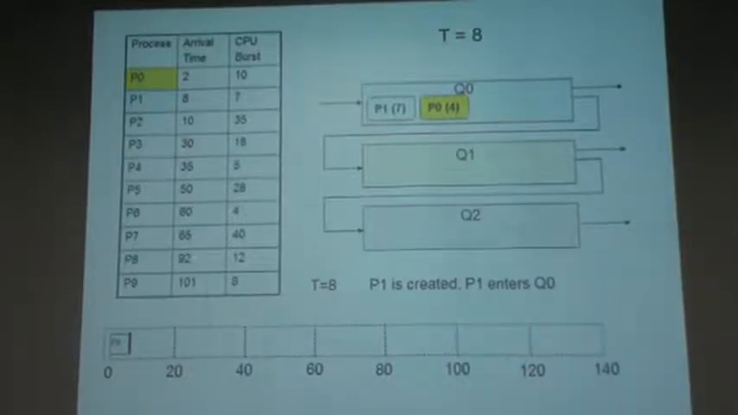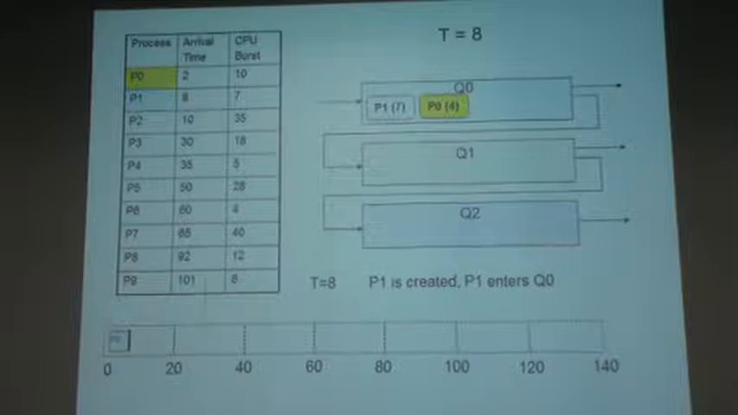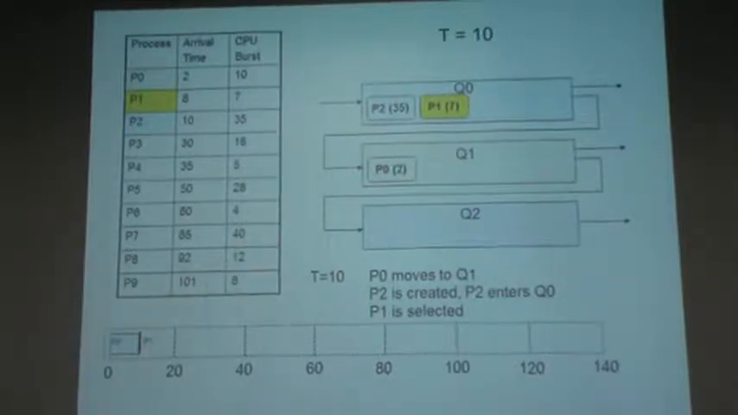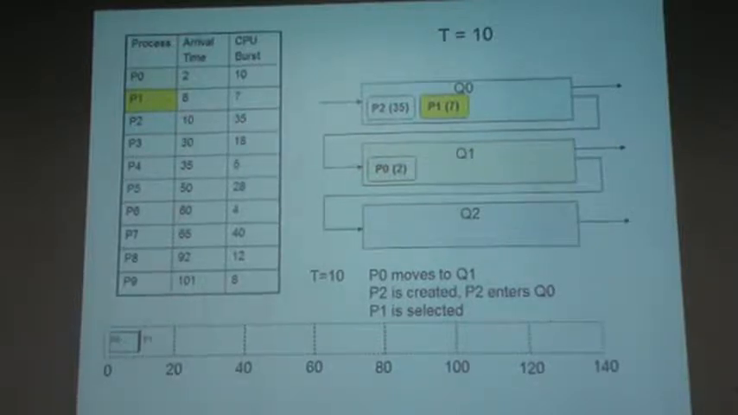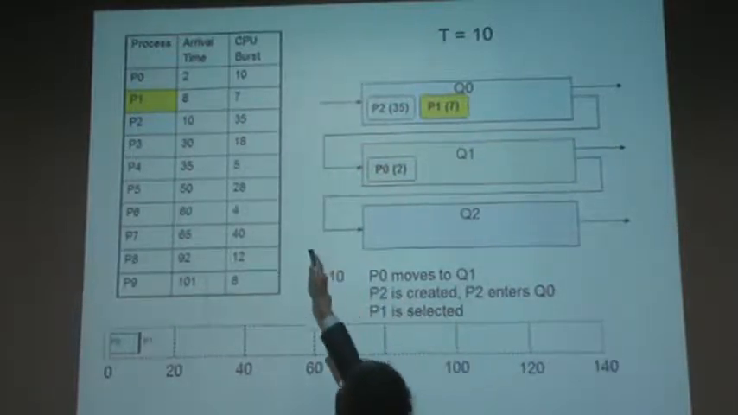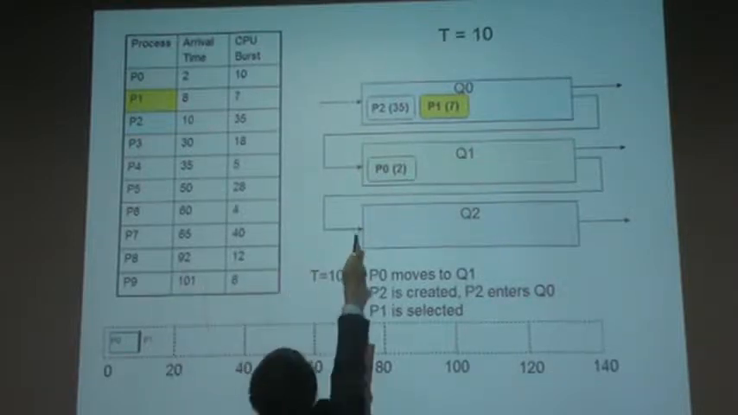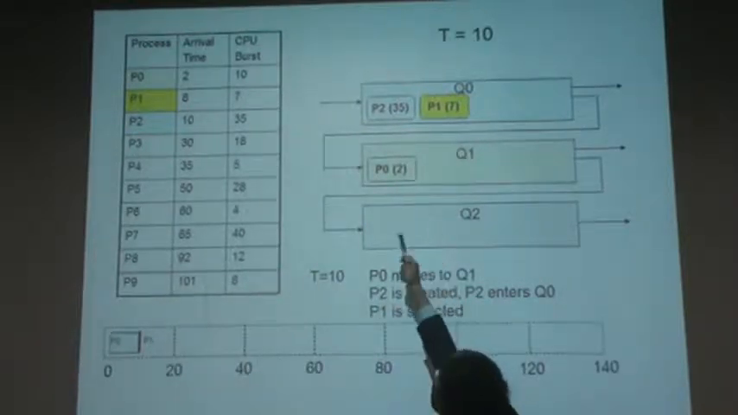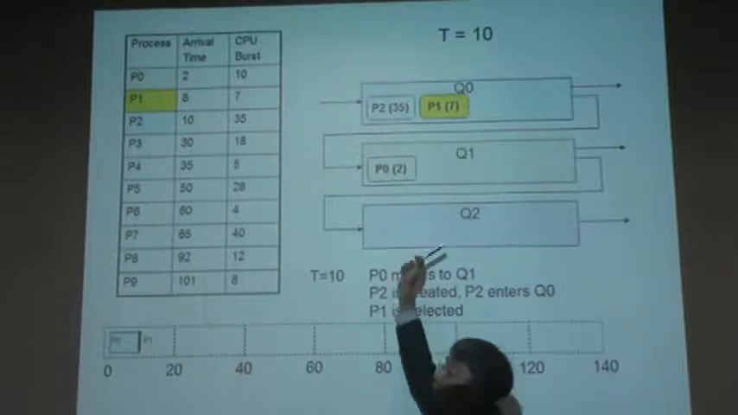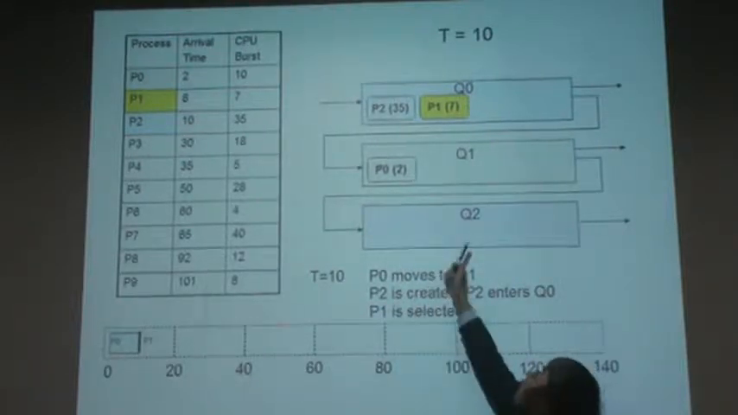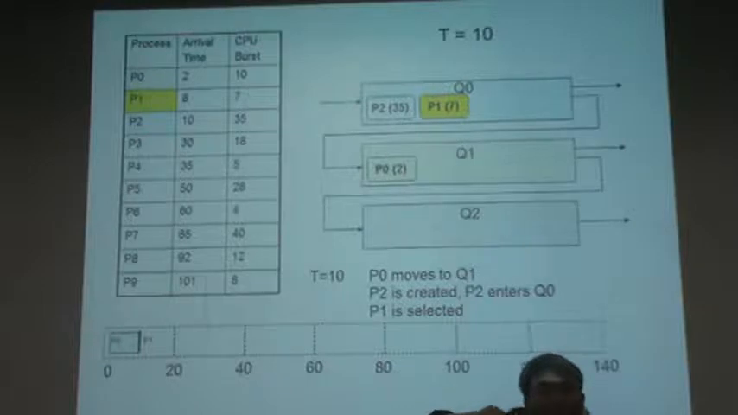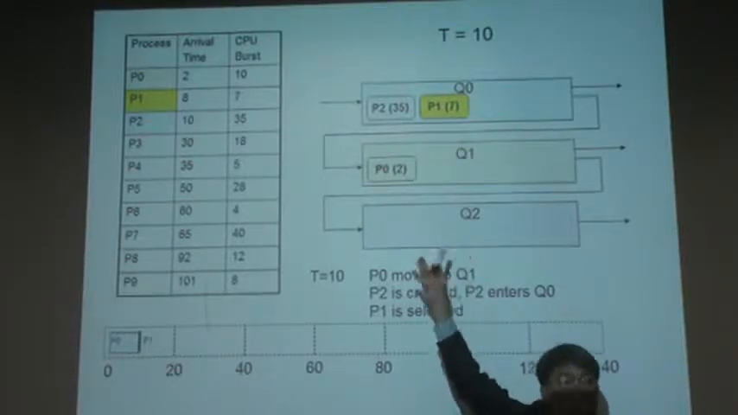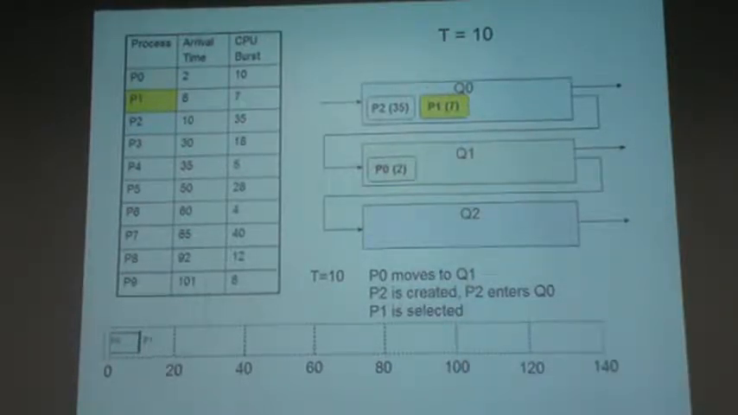Then P0 comes in at time 8. Then is process 0 completed? No. It has a 10 CPU burst time, but only two remain. So move to the next level. However, it cannot get the CPU resource. Why? Q1 is a lower priority than Q0. Q0 has the two processes. You will run round robin with the time quantum 8 for Q0.